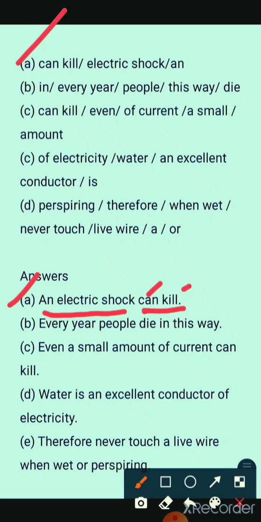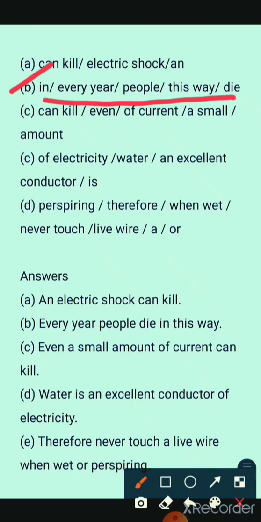Next, let me give you the next example. "In every year, people this way die." This group of words doesn't make any sense. So how will you write it? After reordering it: every year people die in this way. So the sentence makes sense.